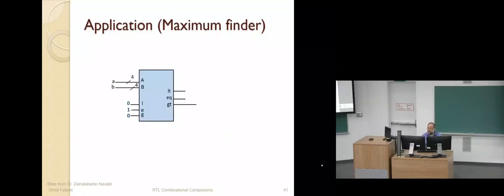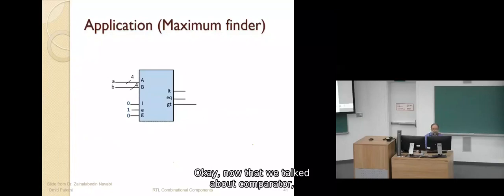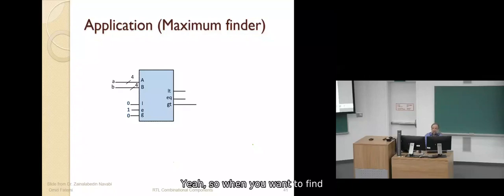Okay, now that we talked about comparator, one application of comparator would be using it for finding the maximum. So when you want to find the maximum of two inputs, how do you do that? You compare them. If A is greater than B, then A is the maximum. If B is greater than A, B is the maximum. If they are equal, either one could be maximum. It doesn't matter. So let me write it for you.